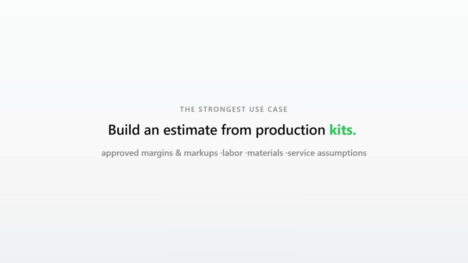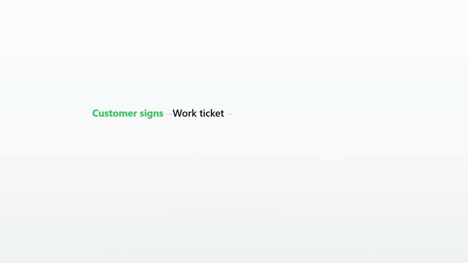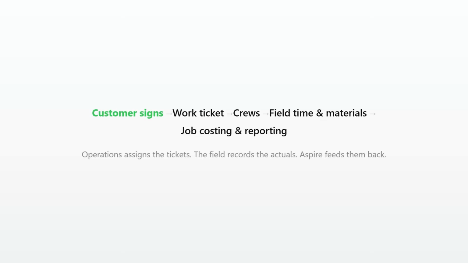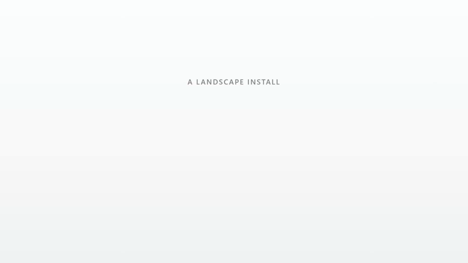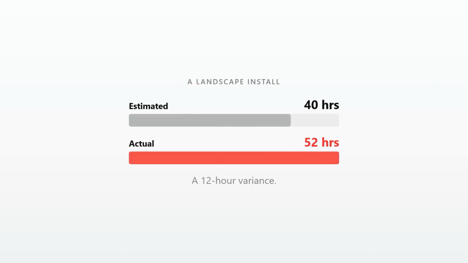Let's start with the strongest use case for Aspire, because this is where the software makes sense. You can build an estimate with production kits, approved margins and markups, labor, materials, and your service assumption. When the customer signs, that one work becomes a work ticket for scheduling. Your operations teams assign those tickets to crews, the field records time and materials, and Aspire feeds that actual data back into job costing and reporting. So for example, if you estimated 40 labor hours for a landscape install and the crew used 52, that variance is connected to the original bid instead of disappearing across a quote tool, a calendar, and a spreadsheet. For estimate to production continuity, Aspire wins.